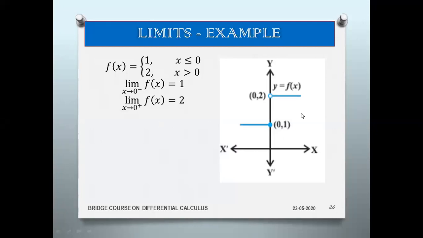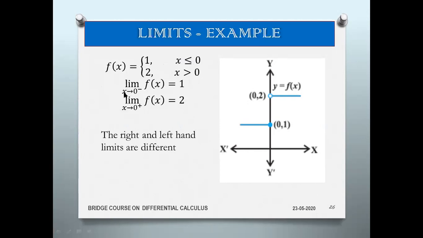Now look at this graph. When x approaches from the left, what happens when x is less than or equal to 0? You have to see what happens for f of x when x equals 0 in both the functions. Then only we can see whether it is continuous or discontinuous, that is, whether the limit exists or not. Now x equal to 0 in this one gives f of x equal to 1. Of course we cannot put 0 in the range where f of x equals 2, but still we are approaching from the right of 0. So from the right, if you approach, what happens? That is what we are seeing.